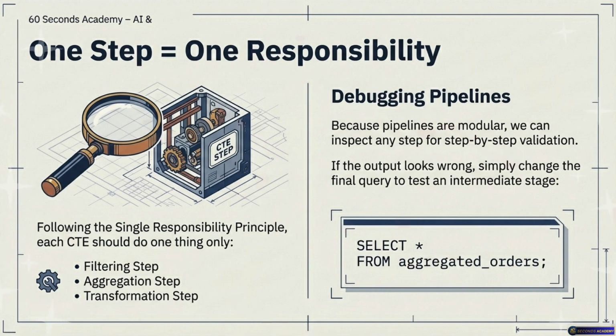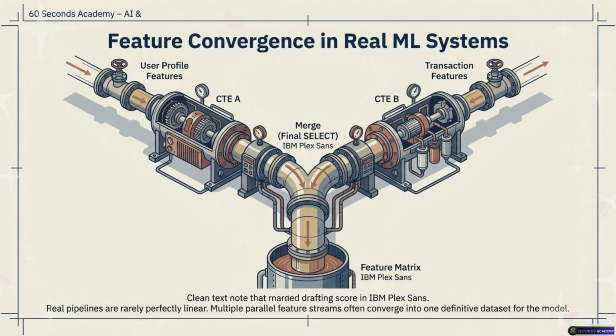Exactly. Okay, but wait. If my kitchen has 3 separate assembly lines going at once, say I've got one CTE calculating user profile data like age, another CTE calculating past 30-day transactions, and maybe a third looking at customer service tickets. Very common scenario. Right. How does the database actually put them on the same plate? Like, how do these separate parallel streams actually come together without accidentally mixing up customer A's data with customer B's data?